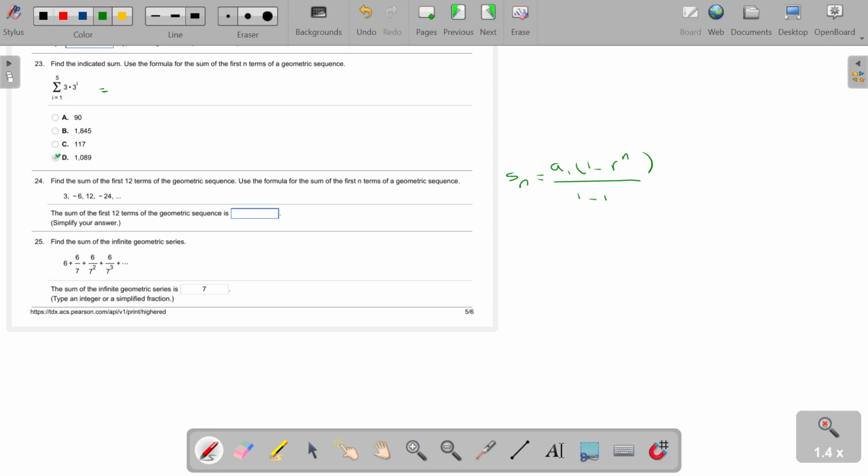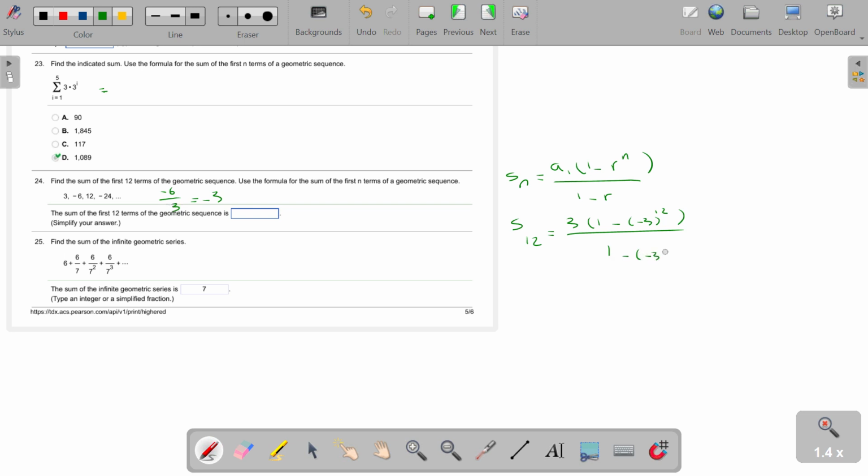So this is the formula, S_n, the sum of the n terms. We're trying to find the sum of 12 terms, so this was S_12. What is a_1? It's given, it's 3. Then 1 minus, what is the r value? To find the r value, divide each term by the previous one. Negative 6 divided by 3 is negative 3. So the r value is negative 3, to the power of 12, divided by 1 minus negative 3.